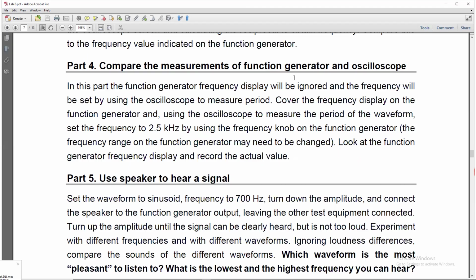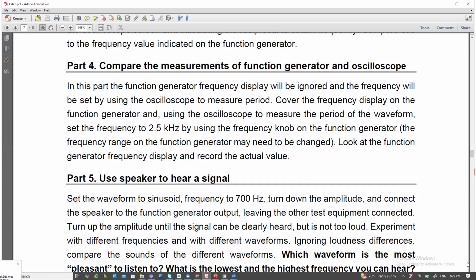Next, I want to compare the measurement for the function generator, because the function generator itself is going to give you some frequency, some parameters, and then you need to measure it on the scope. We just want to see if they are the same or if there is a small difference between them. Yes, the function generator itself is going to give you the output frequency. The scope is going to give you the measured frequency.